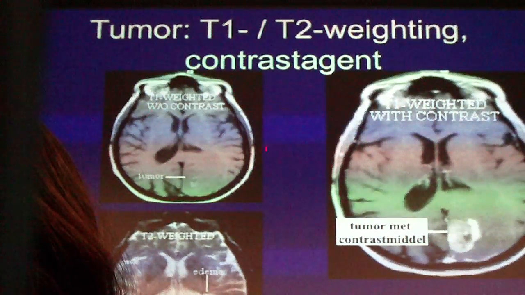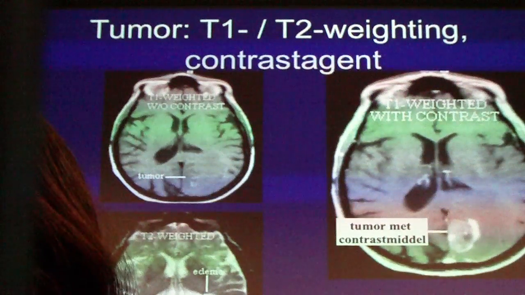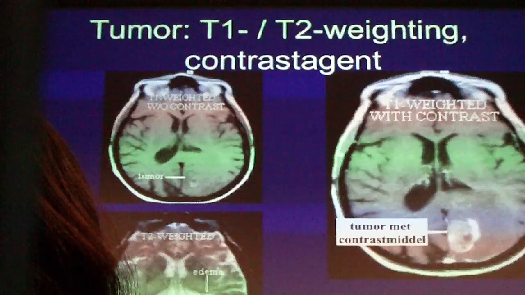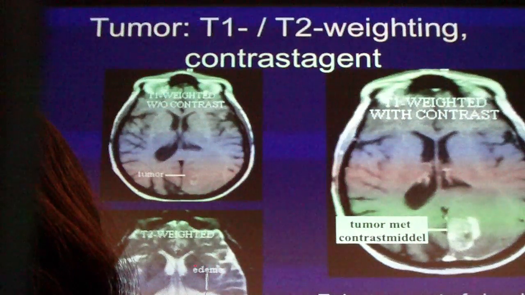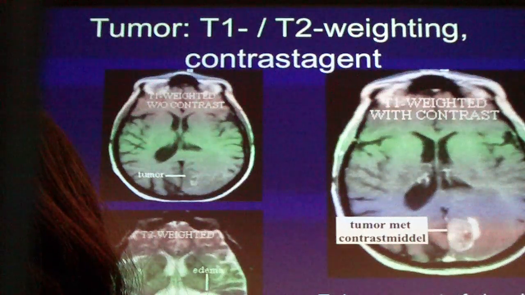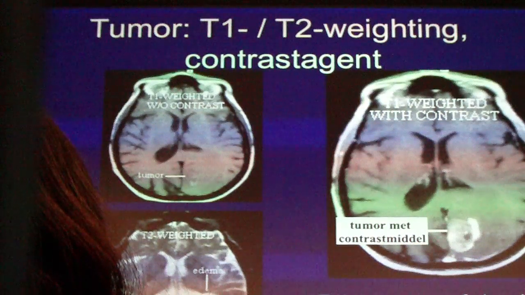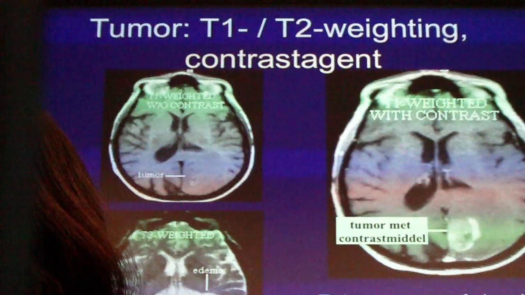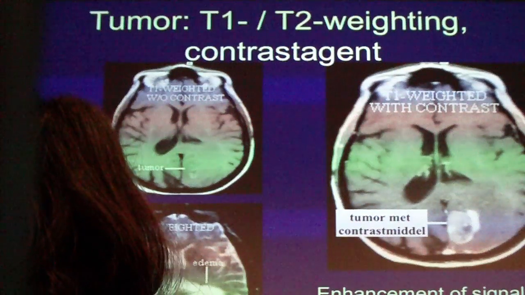Now, instead of doing a T1 weighted image, you do a T2 weighted image. You can see that the T2 relaxation times of edemas are very long. And around this tumor, there is also edema. The tumor is here, and here there is an edema. And this you can nicely see on T2 weighted images, right?